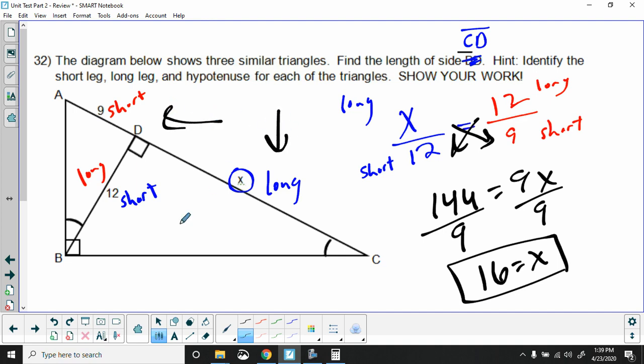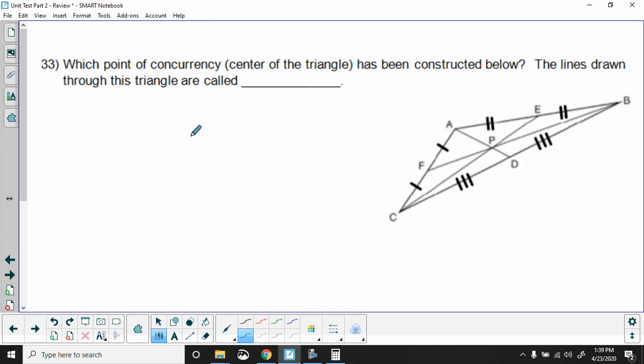What's the point of concurrency? The center of the triangle has been constructed below. Right there. What is this called? The centroid. So there you go.